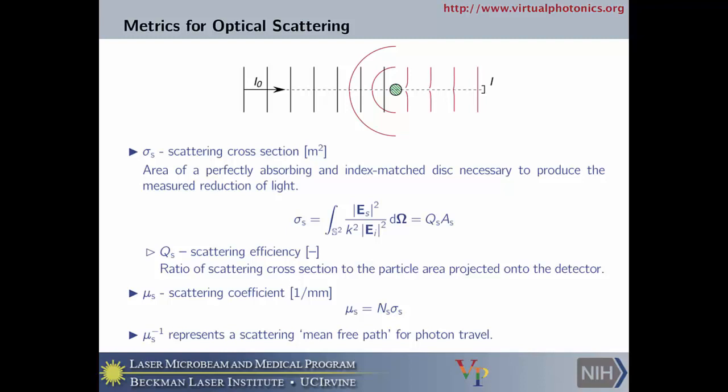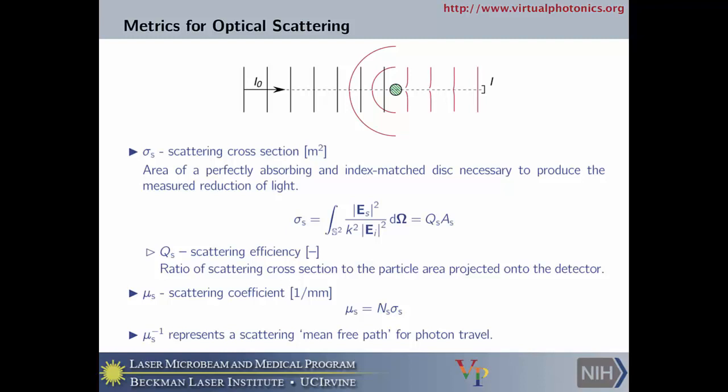Okay, and that's what sigma s is, and it can be calculated by looking at the ratio of the intensity of the scattered wave over the incident wave, and you integrate that over all directions, and that's the single scattering cross-section. It can be expressed as some effective area, the area of the particle itself projected onto the detector, times the scattering efficiency, right?